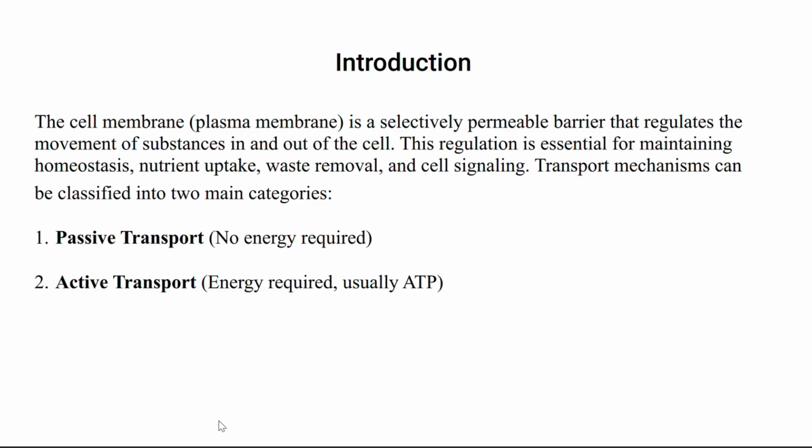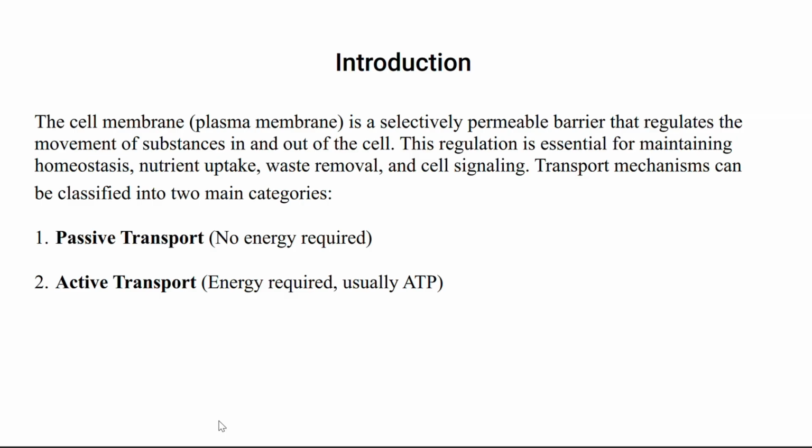Let's begin with the basics of the cell membrane. Think of it as the security gate of a cell, selectively allowing certain substances to pass while blocking the others. This selective permeability is crucial for maintaining internal balance or homeostasis. It helps the cell take in essential nutrients, remove waste products, and respond to external signals, all vital for survival.